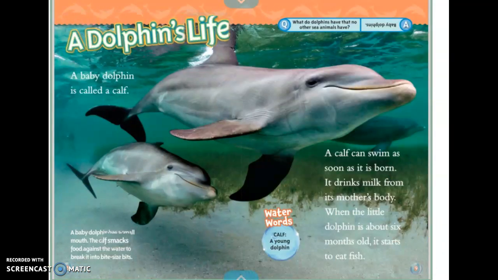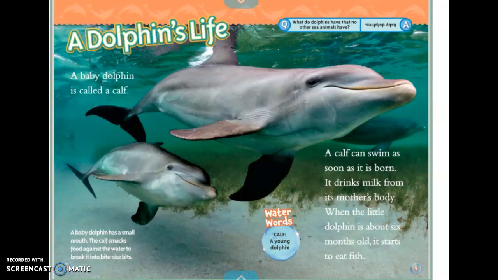A dolphin's life. A baby dolphin is called a calf. A baby dolphin has a small mouth. The calf smacks food against the water to break it into bite-sized bits. A calf can swim as soon as it is born. It drinks milk from its mother's body. When the little dolphin is about 6 months old, it starts to eat fish. Water words. Calf. A young dolphin.